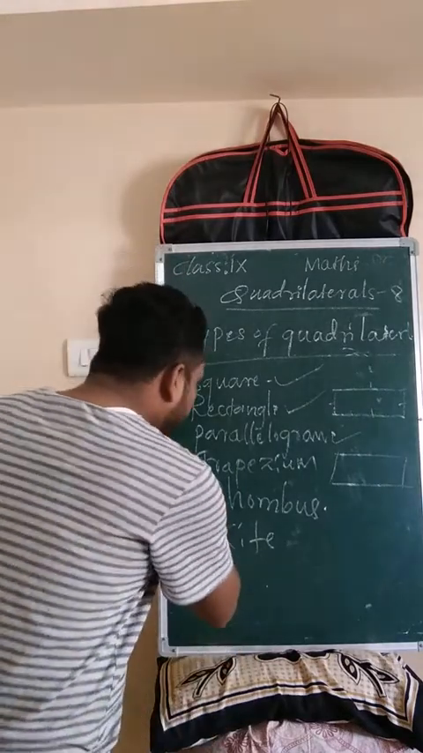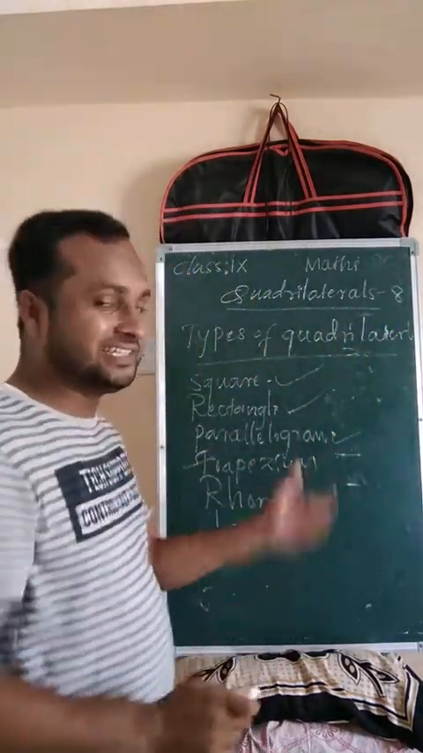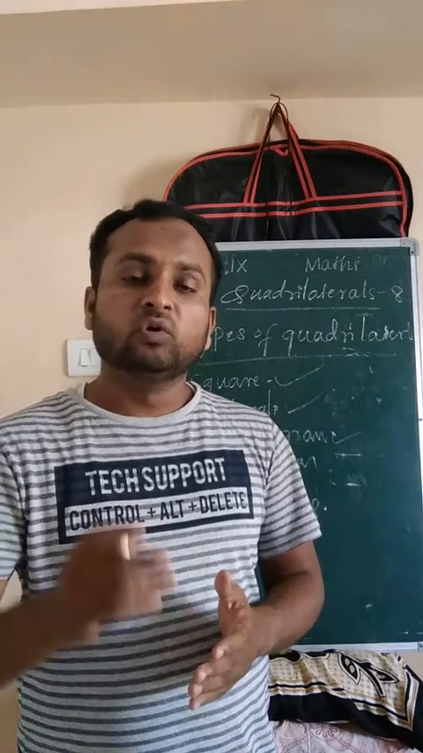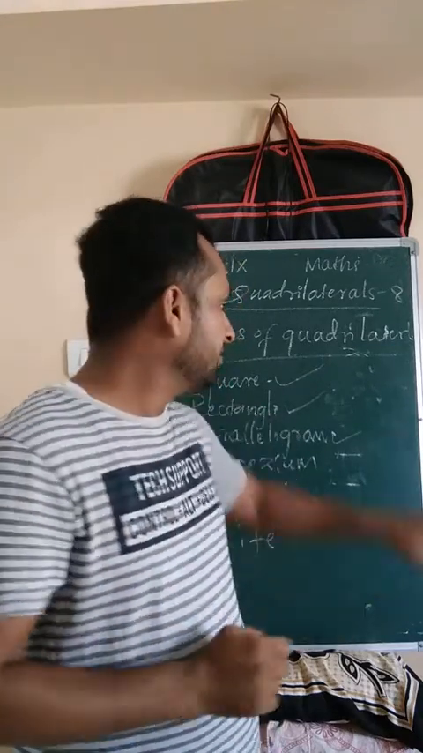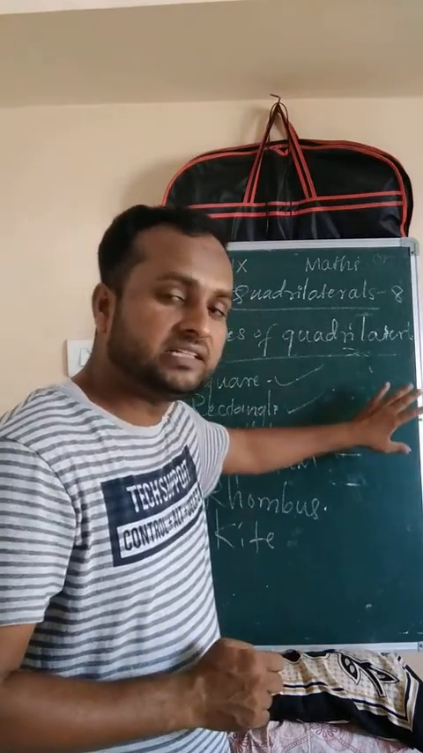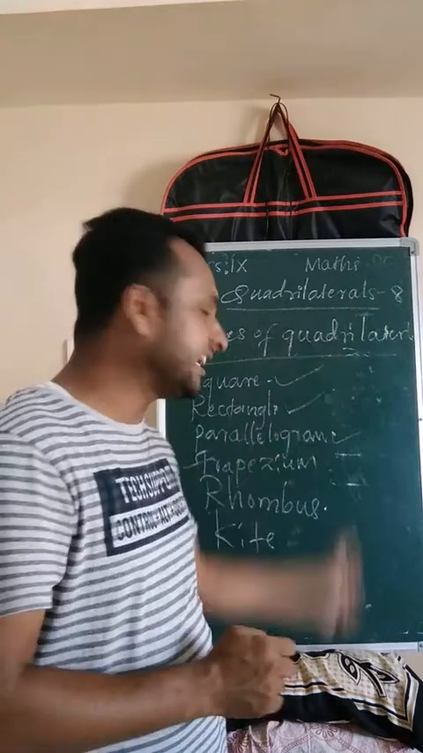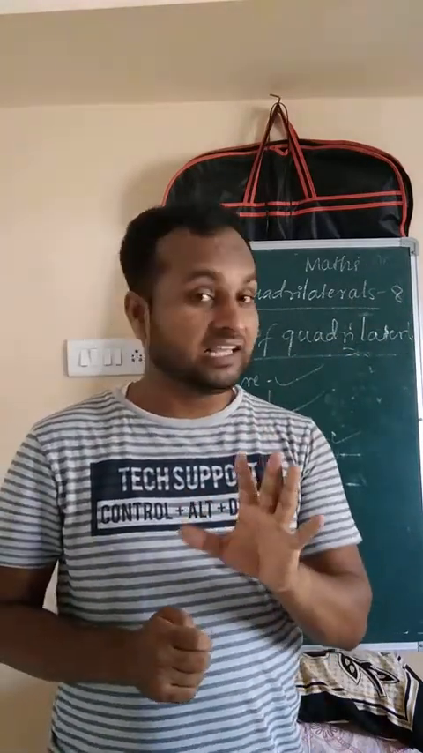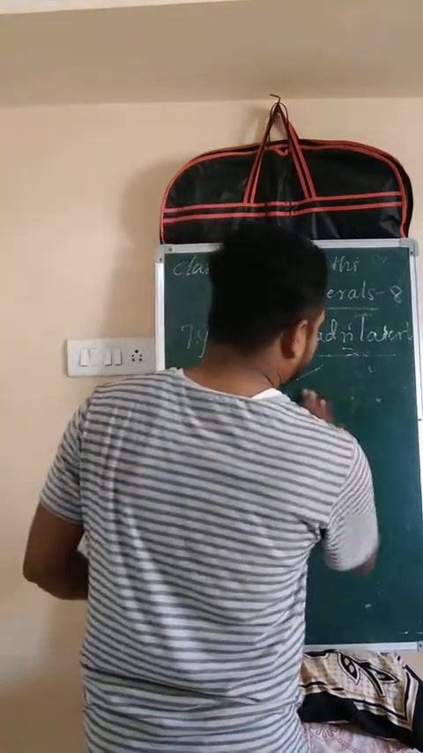Now come to the next, trapezium. See what is the trapezium? See the little bit of change here. A trapezium is a quadrilateral. It has only one pair of sides parallel. Only one pair. But in the others we have learned, each pair of opposite sides is equal and parallel. But in the trapezium, only one pair of sides is parallel, not equal. Now see the diagram, then we get the idea.